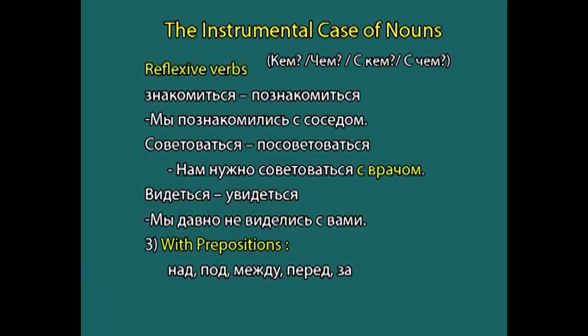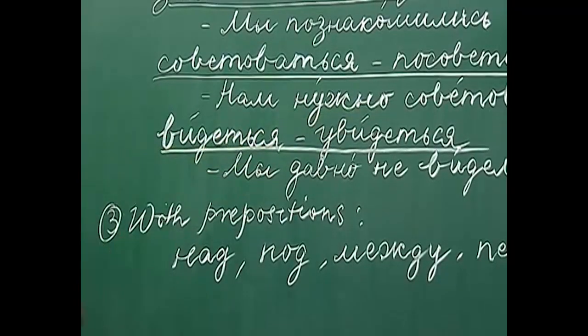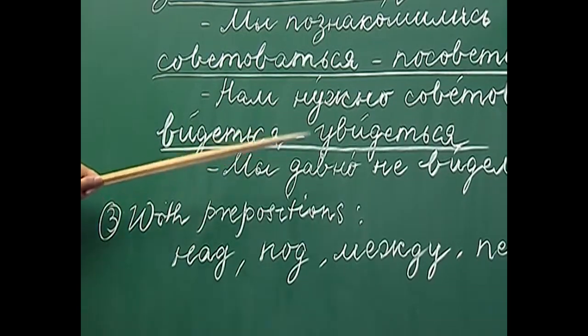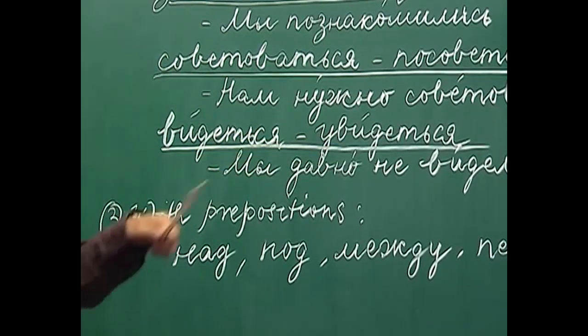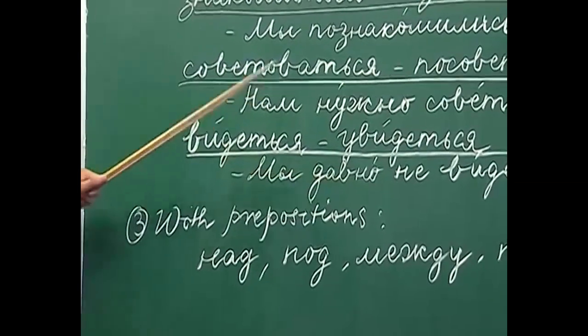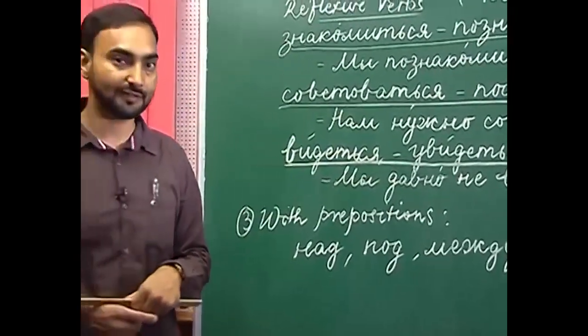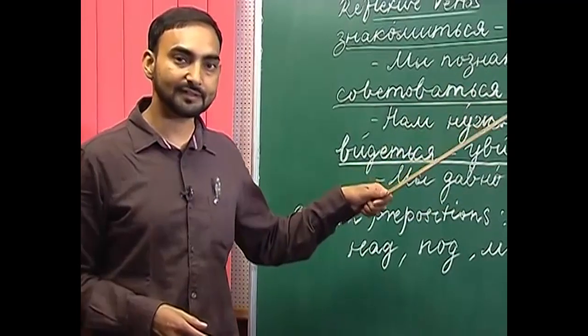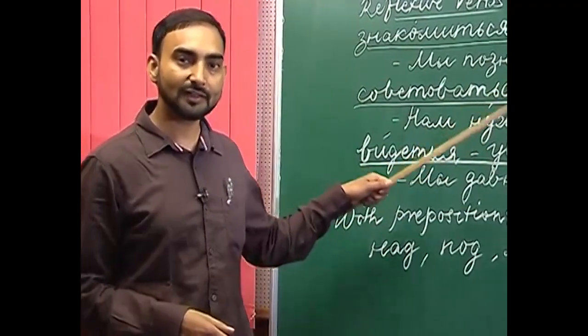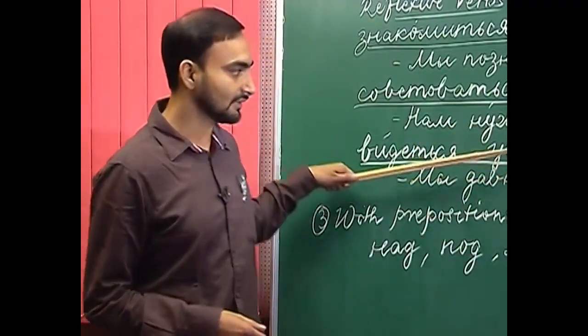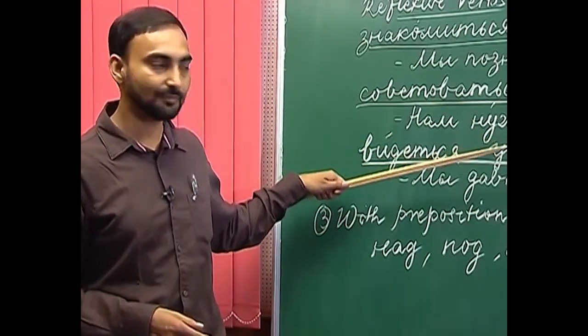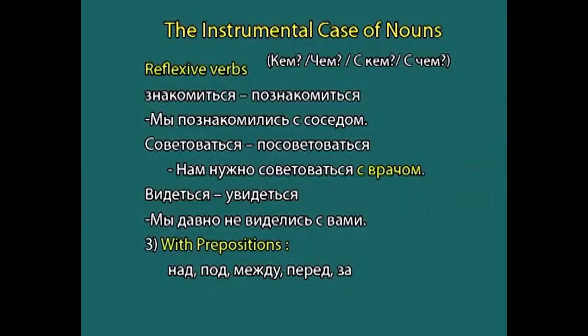The next pair of verbs is видеться, увидеться, to see each other. And if you remember, the non-reflexive counterpart of видеться is видеть and увидеть. When we use видеть, увидеть, we use the accusative case of the noun, but here we are using the reflexive verb. So, we will use the instrumental case of the noun or pronoun along with the preposition с.